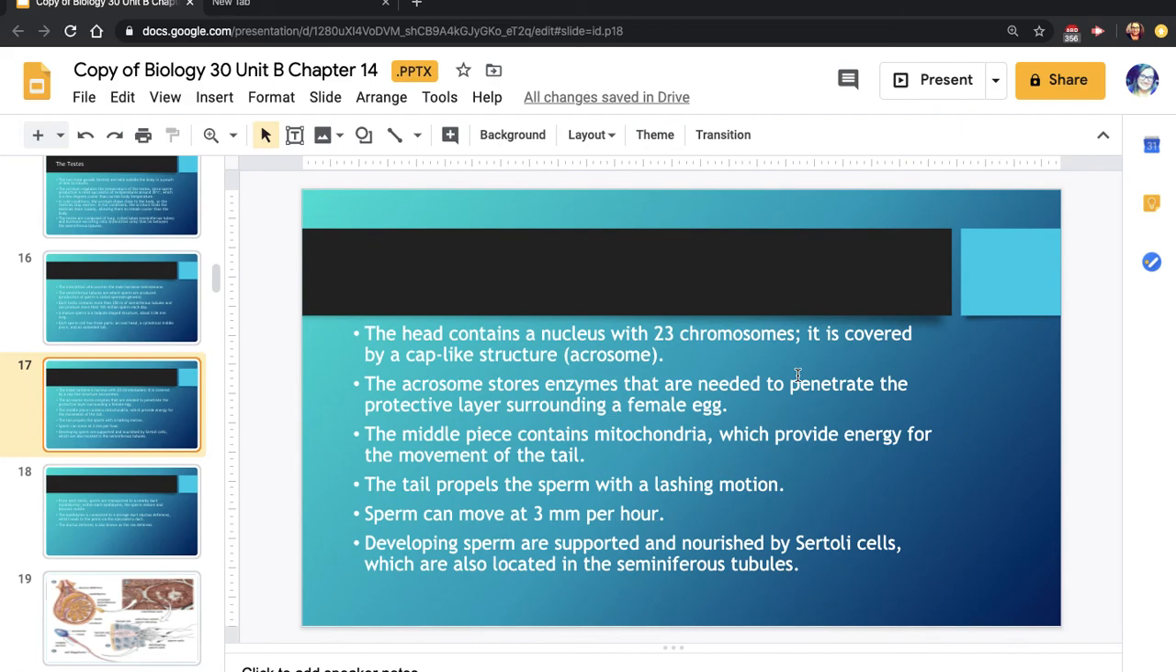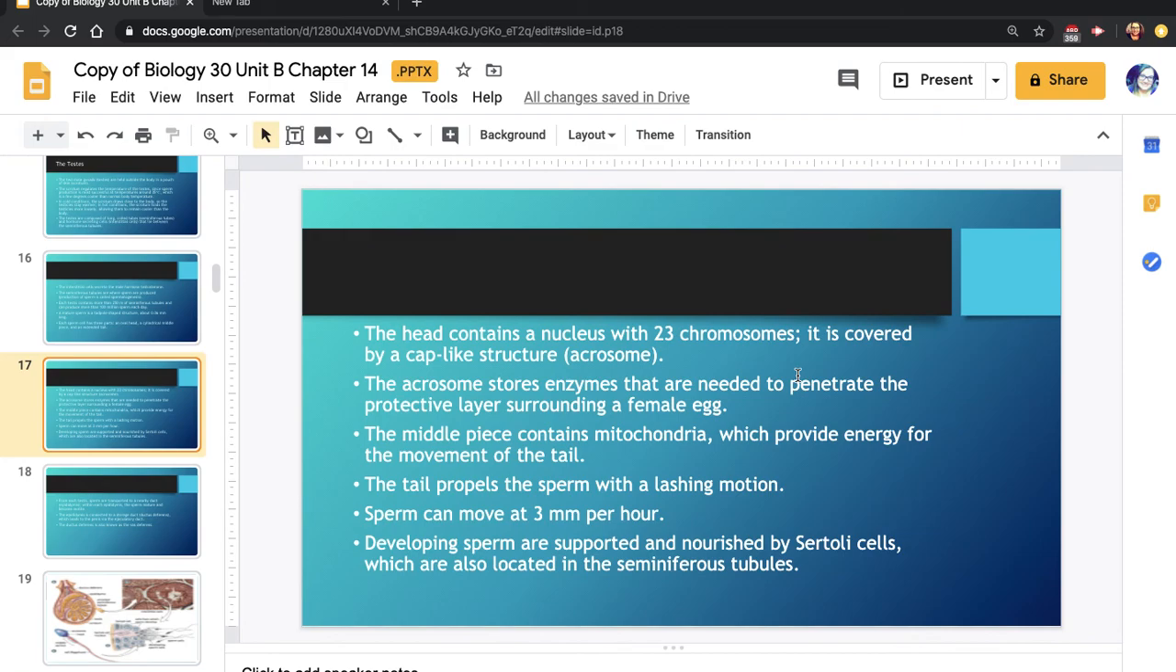So the acrosome stores enzymes that are needed to penetrate the protective layer surrounding the female egg. The middle piece contains the mitochondria, which produce energy for the movement of the tail. The tail propels the sperm with a lashing motion, and sperm can move at about 3 millimeters per hour. So it doesn't seem like it's very fast, but it's enough for the size of it, if we think about it.